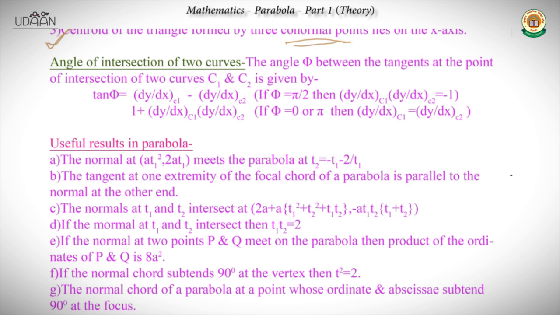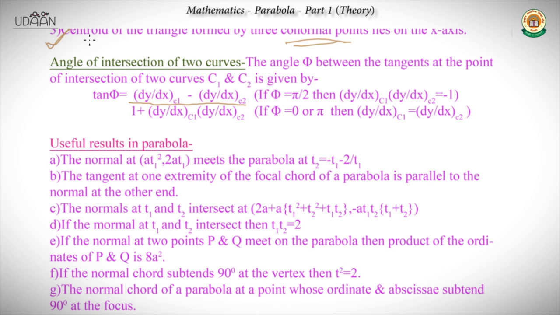So now we take two curves C1 and C2, and we know that if two lines have slopes m1 and m2, then the angle between them, assumed to be psi, satisfies tan psi equals (m1 minus m2) by (1 plus m1 m2). And we know that on differentiating the curve, dy by dx gives the slope of the tangent at that point. So we'll use the same concept here.